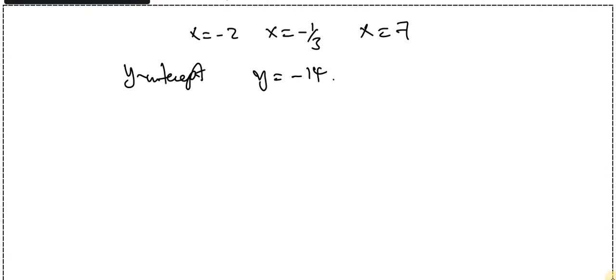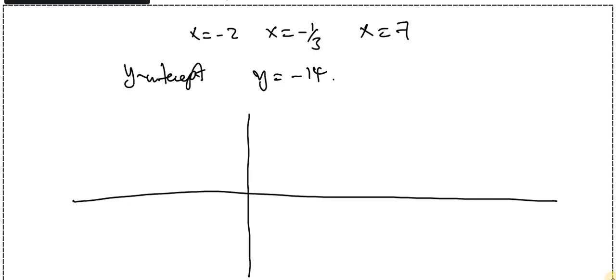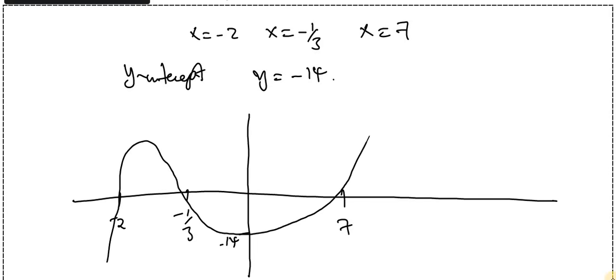It will help us to sketch, because when we are sketching, we are simply going to have negative 2 and negative 1 over 3, and we have a 7, and we have negative 14 that we need to touch. So our graph will just go like that, come like that, and also be like that. So this is going to be your sketch. This is the sketch of your function.